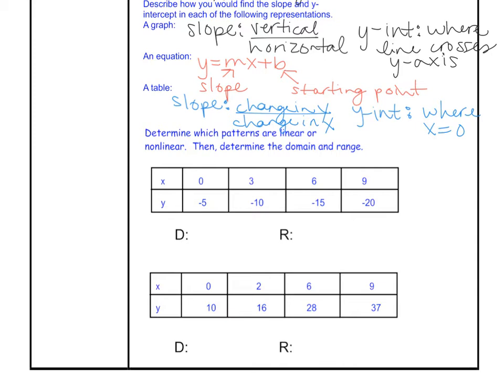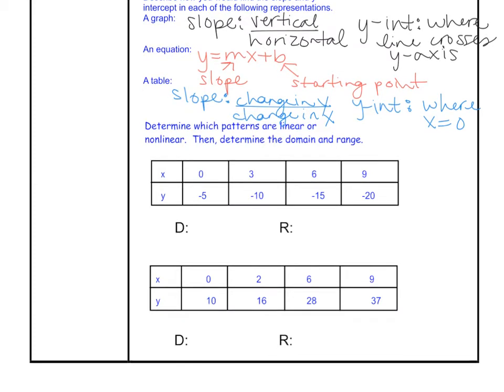First example, we're going to determine which patterns are linear or nonlinear, then we're going to determine our domain and range. So those bullet points we talked about at the top would help here. I know something is linear if it has a constant rate of change, or on a graph if it's a straight line. So we're going to see if our table has a constant rate of change. So I'm going to figure out my pattern. I know from 0 to 3 it's going plus 3, from 3 to 6 plus 3, and from 6 to 9 it's plus 3.